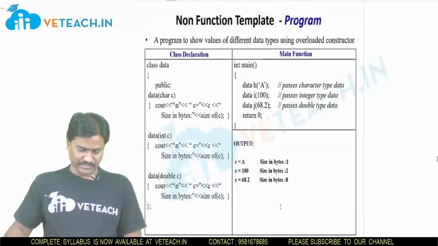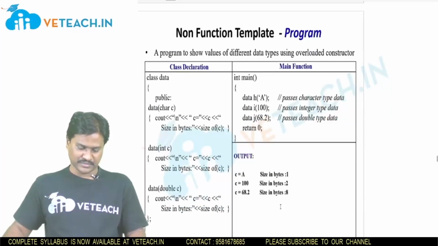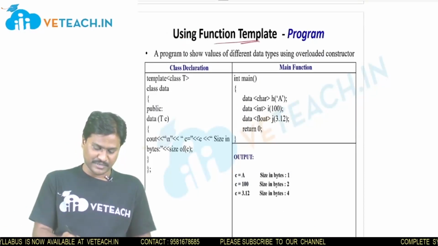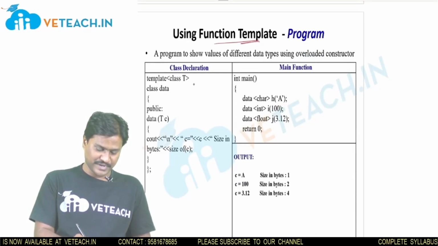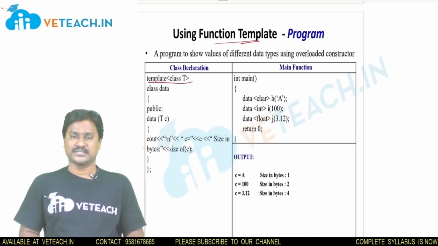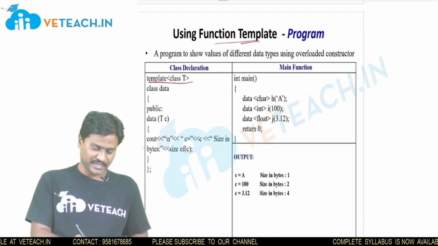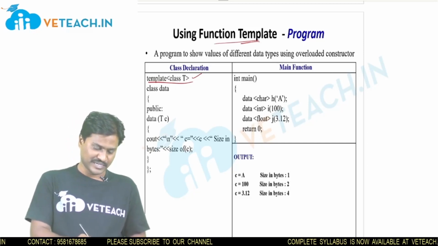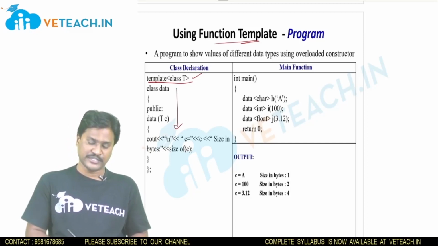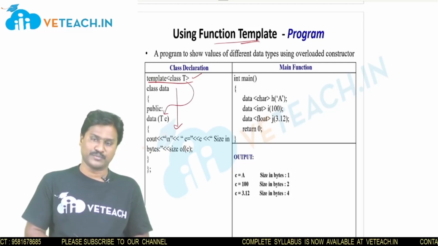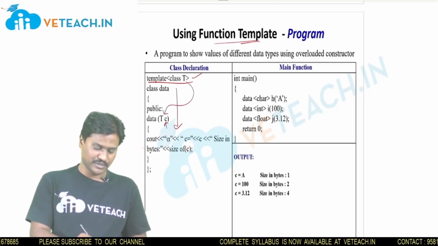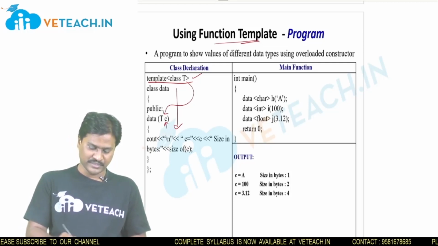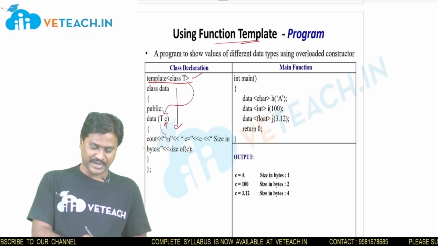And coming to the function template, see here, this is a function template example. When we use this statement before the declaration of any class in your program, that class becomes a template class, and you can use this template type anywhere in your program for defining any variable or any parameter for a constructor or member functions. And we can define this template type at runtime.